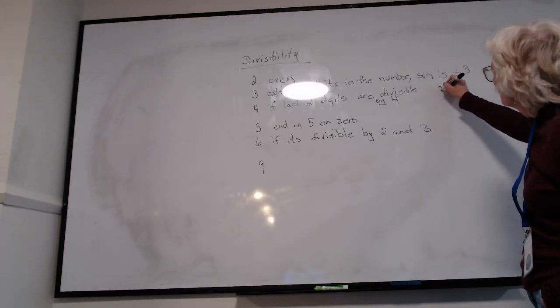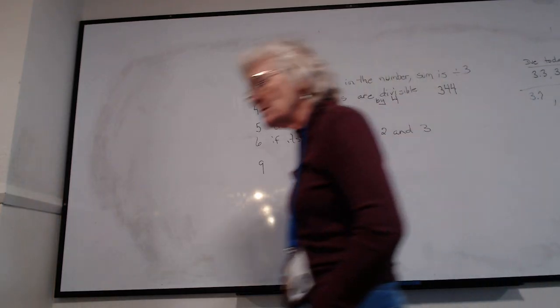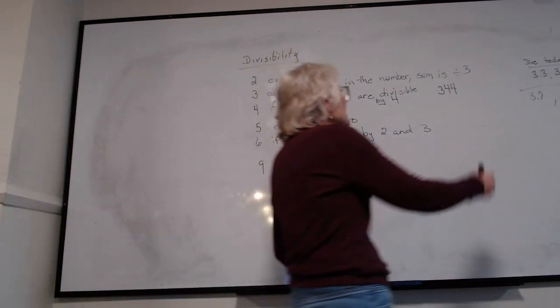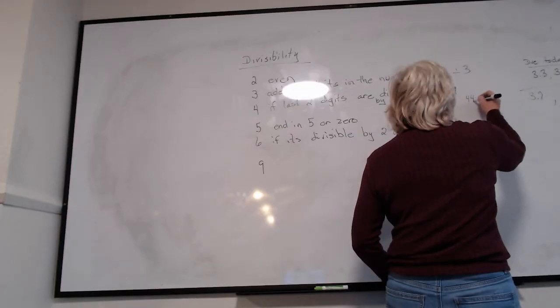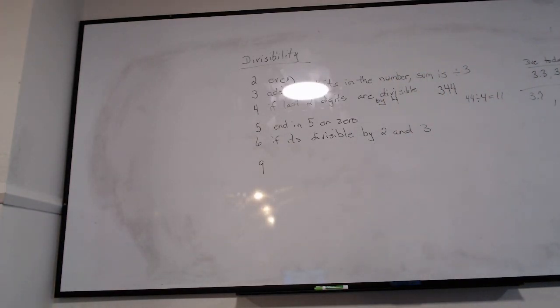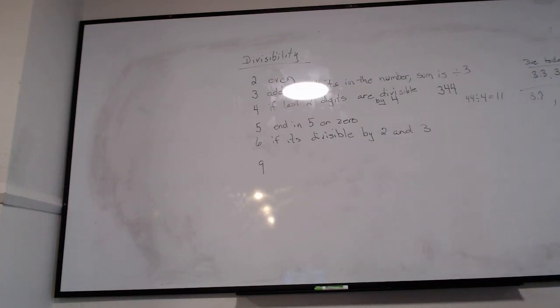So 344. Is that divisible by 4? Yes. Why? Because the two numbers on the end are 44. I can take 44 and divide it by 4 and it gives me 11. So it is divisible by 4. You only take the last 2 digits and see if they're divisible by 4. You do kind of have to know up to 100 what's divisible by 4. But otherwise it's not too bad.